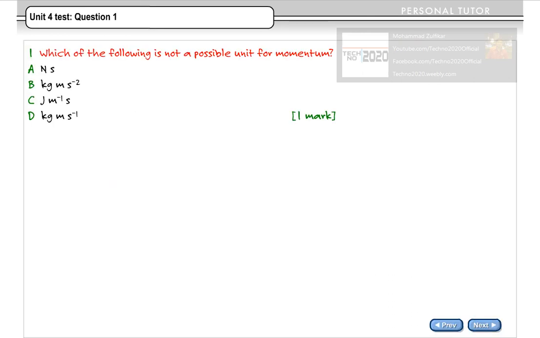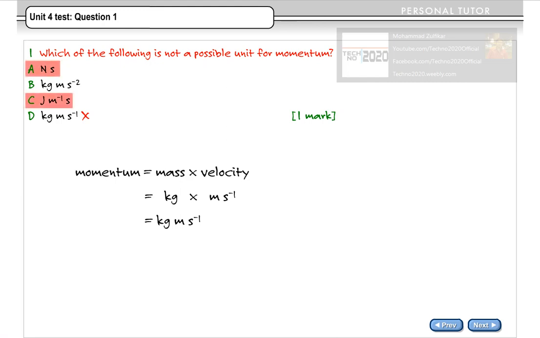Momentum is mass times velocity. That gives the unit for momentum to be kilograms multiplied by meters per second. So the answer can't be D because you are asked which of the options is not a unit for momentum. Both A and C are equivalent units for momentum.